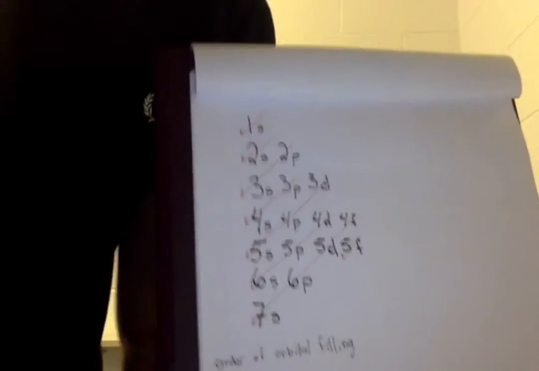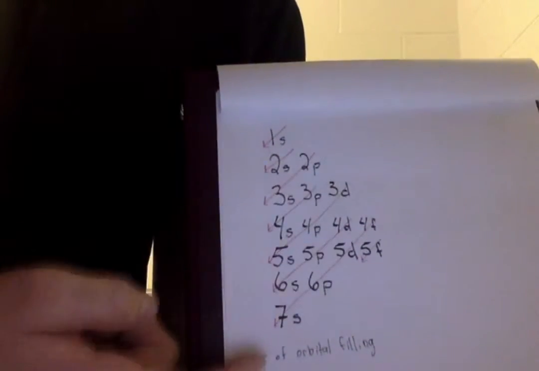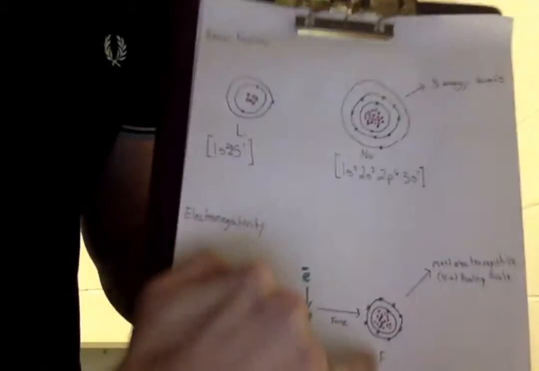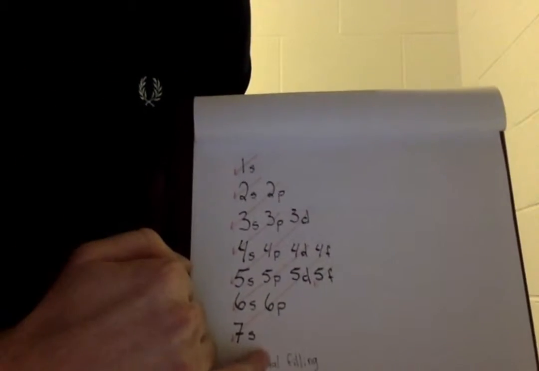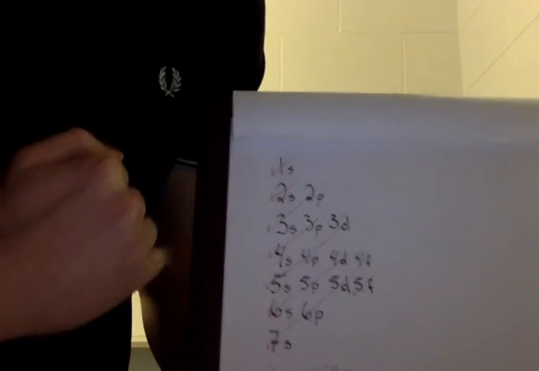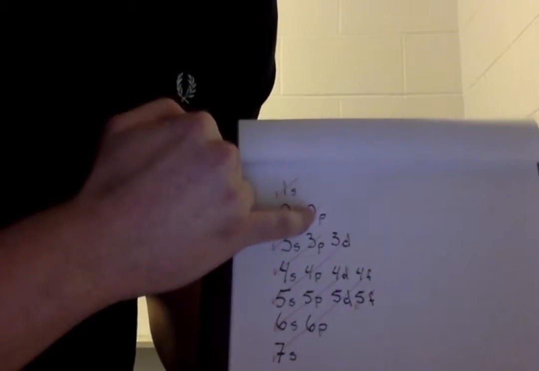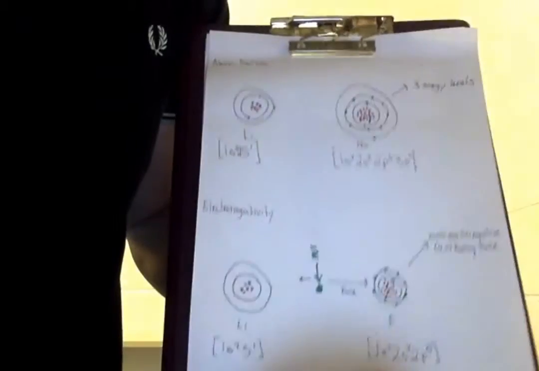So if we know the number of electrons in our atom, then we can easily write out its order of orbital filling. So fluorine, for example, has 9. We know that S's can fill 2, P's can fill 6, and D's can fill 10. So count out 9: 1, 2, 3, 4, 5, 6, 7, 8, 9. So we would have 1s2, 2s2, 2p5. And that's what we have.